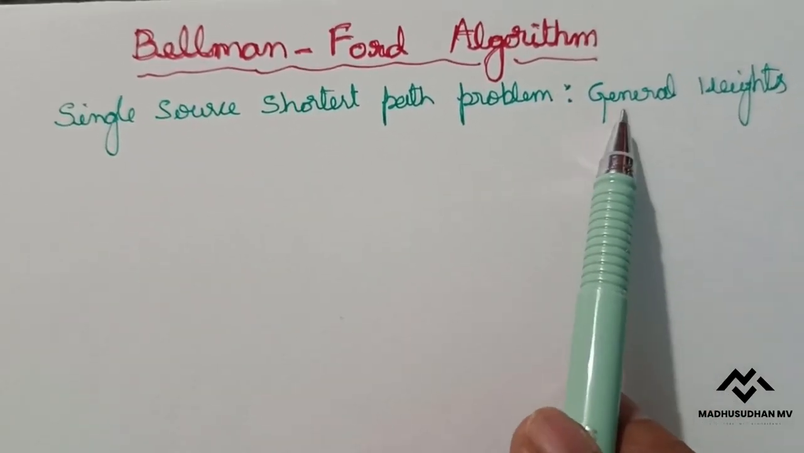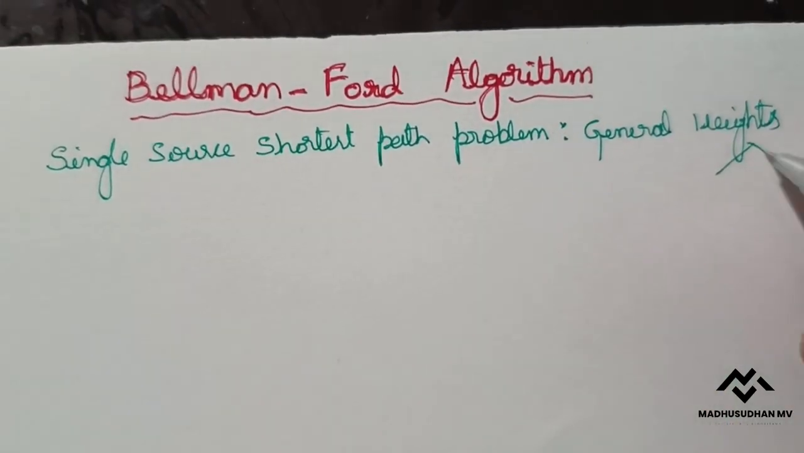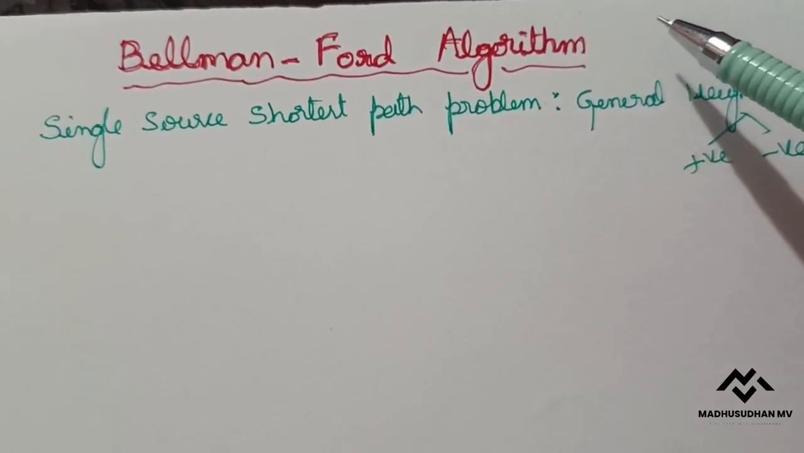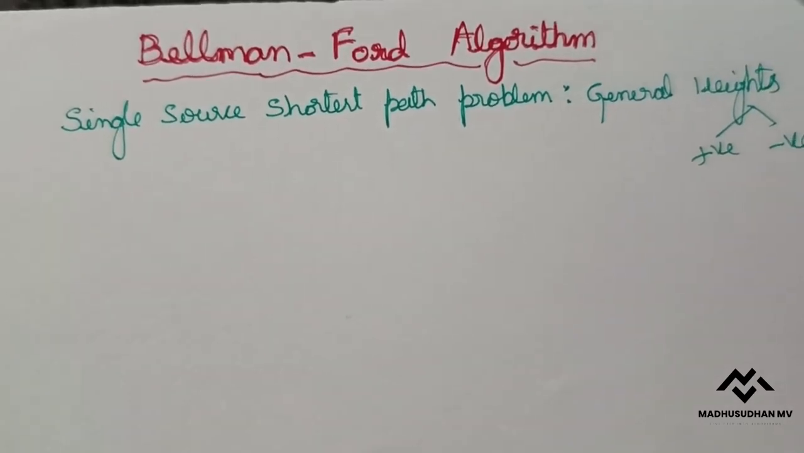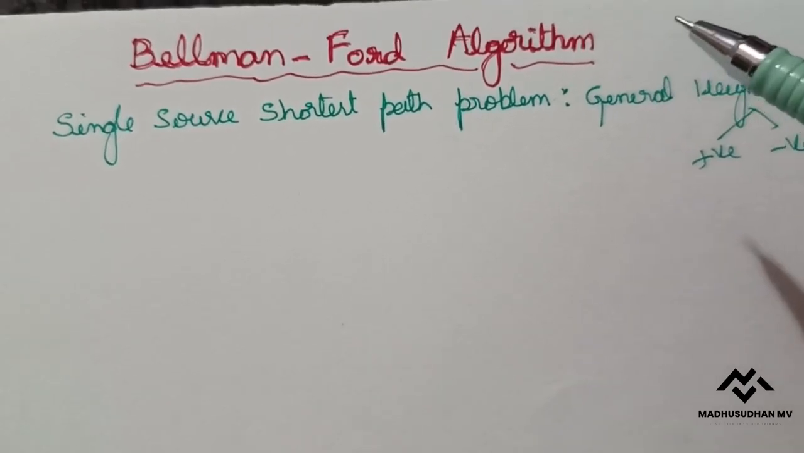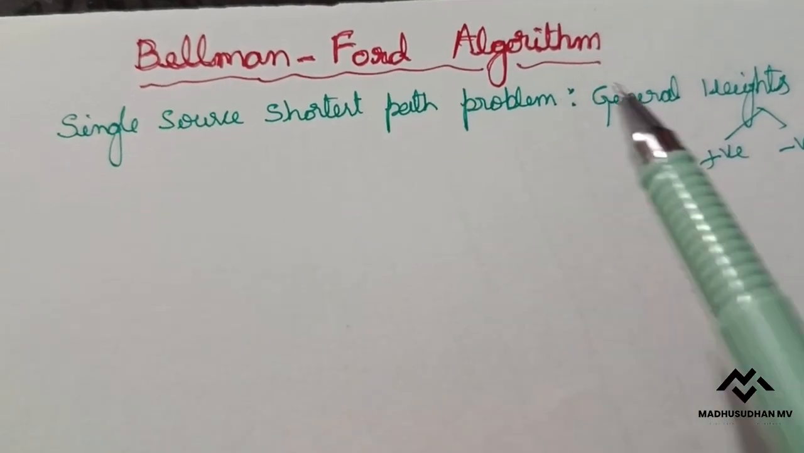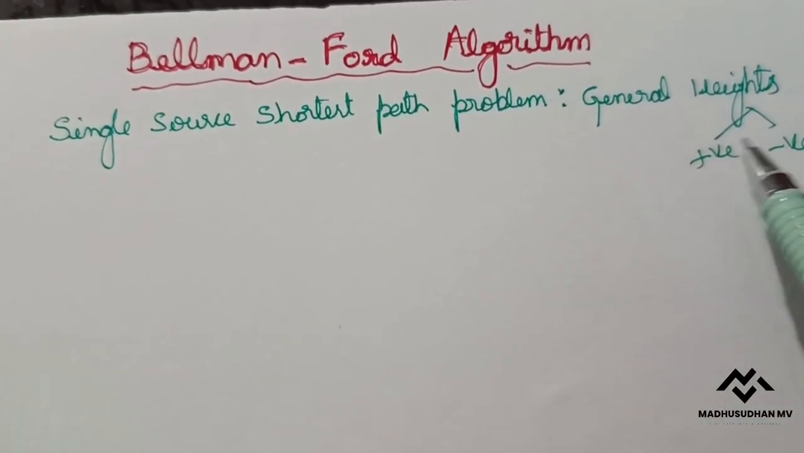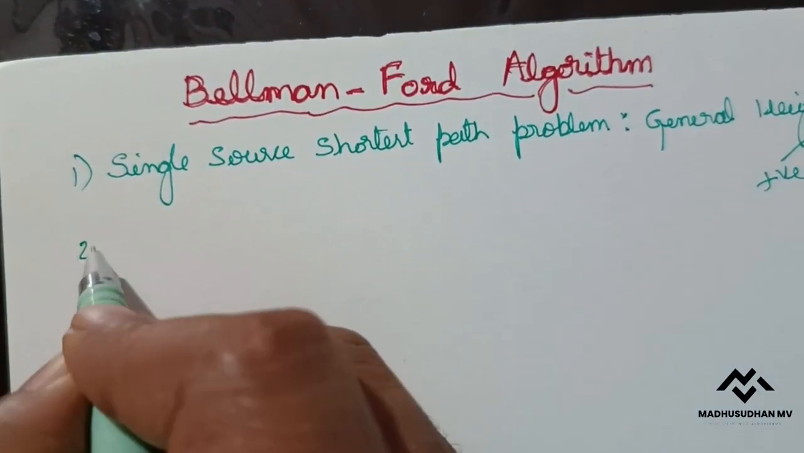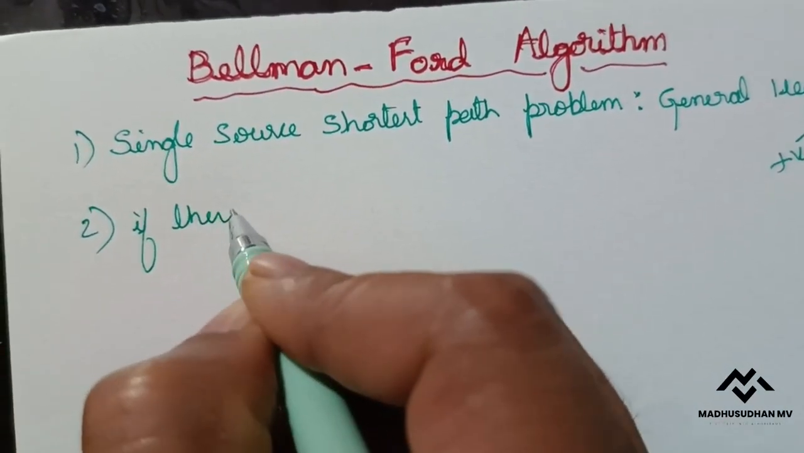That means in general, weights may be positive or negative. For both, the Bellman Ford algorithm works fine. But it also plays a second role. First, it will find the shortest path from the single source to all other vertices, even though edges may be positive or negative. This is the first thing it finds. The second thing it finds out is if there is any negative cycle.